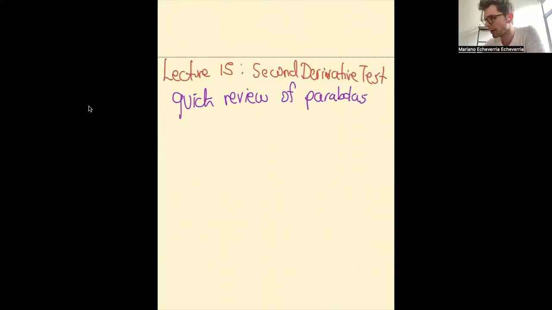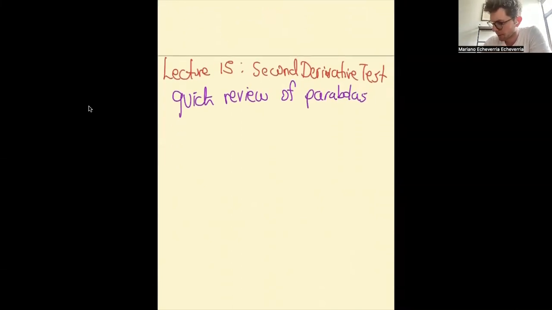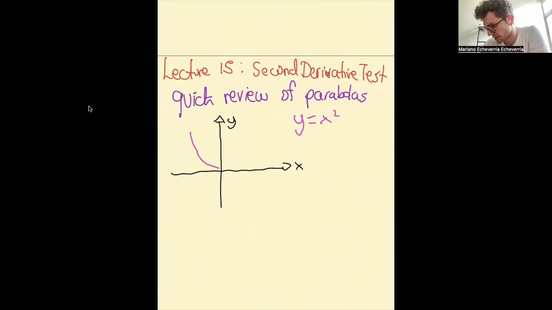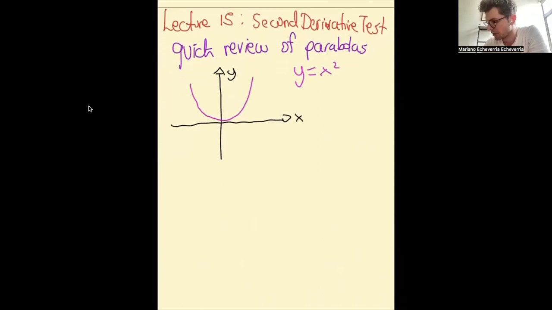So what do I mean by parabolas? What is something like a parabola? The classical parabola, the one that probably everyone would remember, is something like y equals x squared, which would look like this. Then you could have something like y equals, let's say, minus 2x squared plus 1. So how would that look?